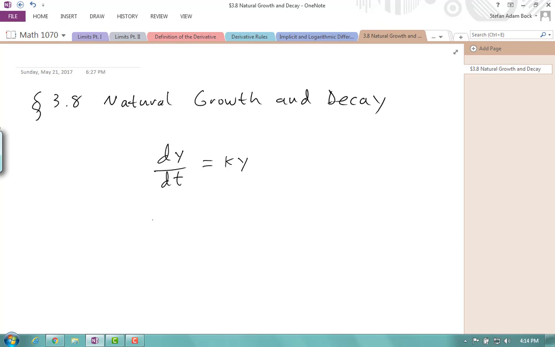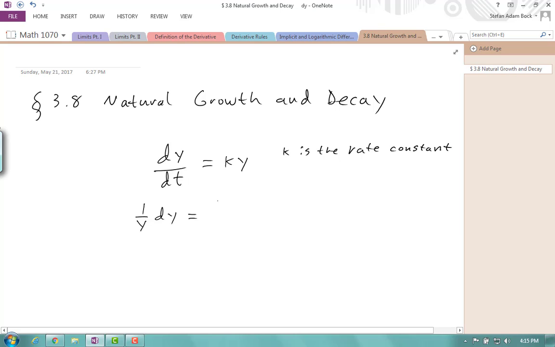So what I do for these is, since this is separable, what I like to do is group together all of the like variables. This k here is a constant, and I'm going to call it the rate constant. And naturally, it controls a great deal of the problems that we're going to be having. So I'll separate these variables. I'll have 1 over y times dy equals k times dt.